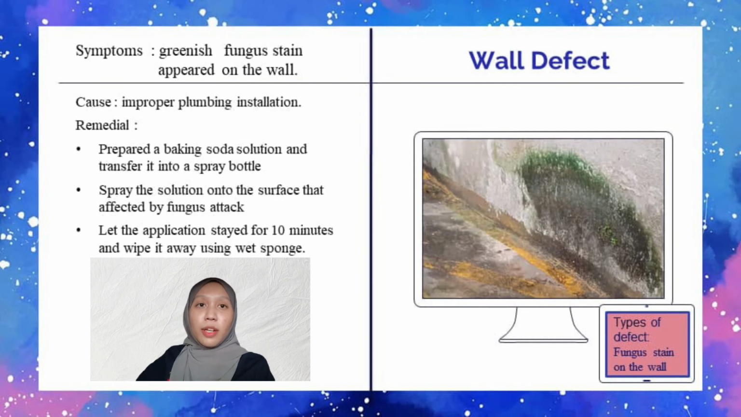Next, to remove the fungus stain, use a baking soda solution. Prepare the baking soda solution and transfer it into a spray bottle. Then spray the solution onto the surface affected by the fungus stain and let the application stay for 10 minutes. After that, wipe the fungus stain using a wet sponge and it's done.